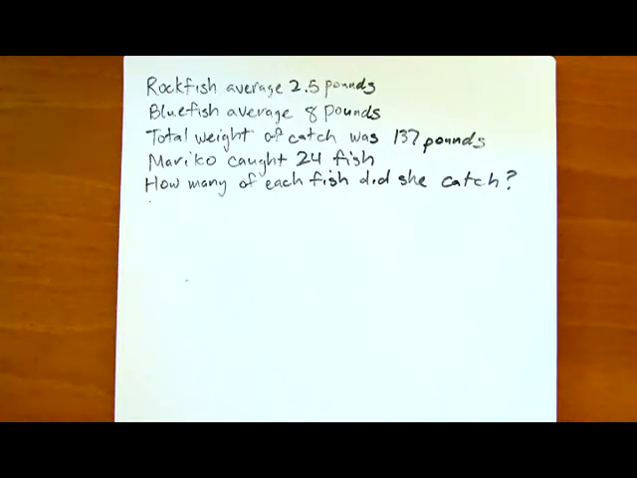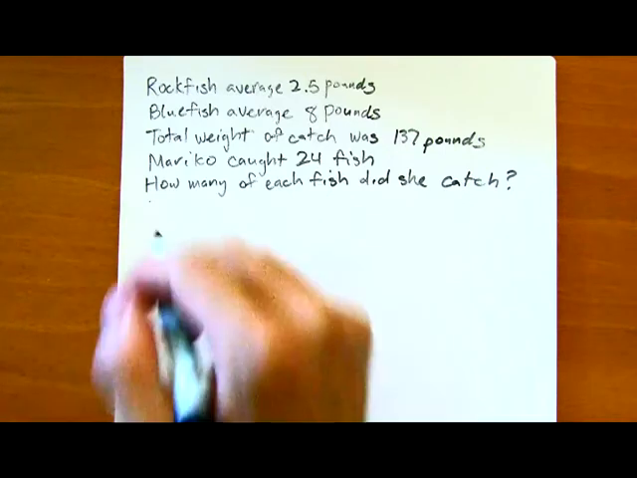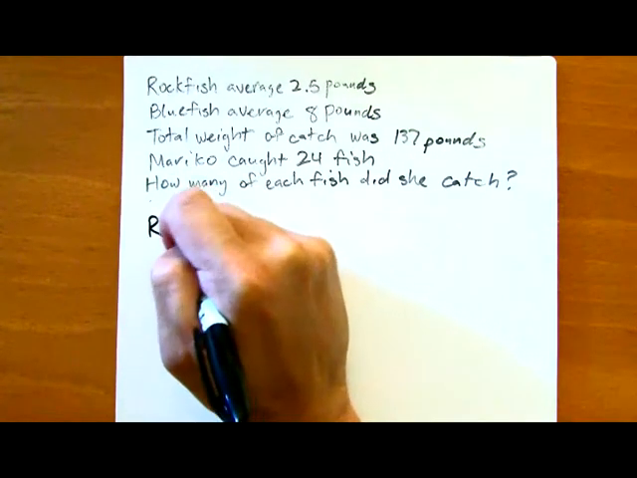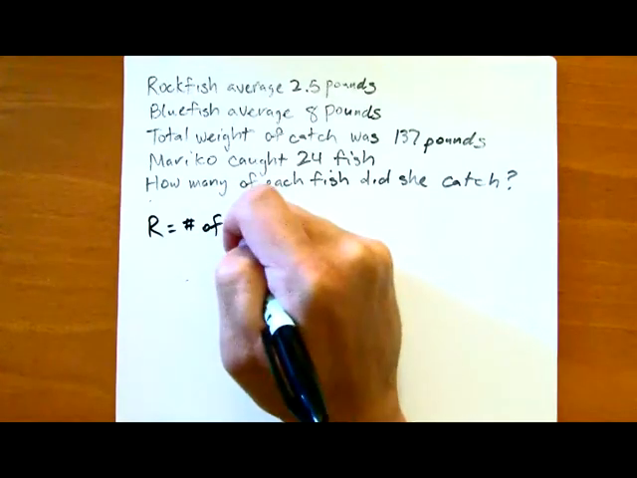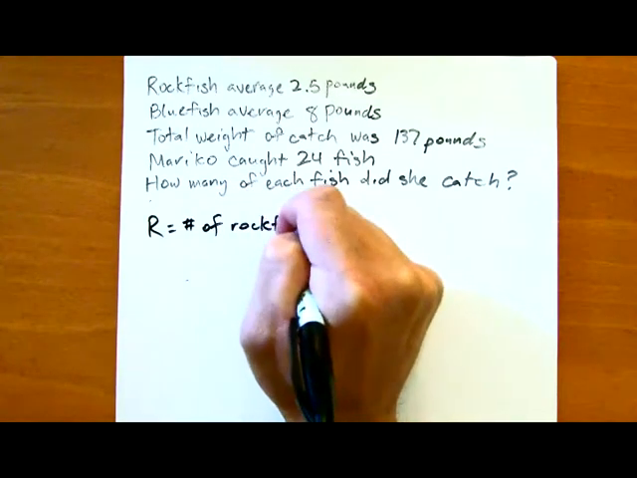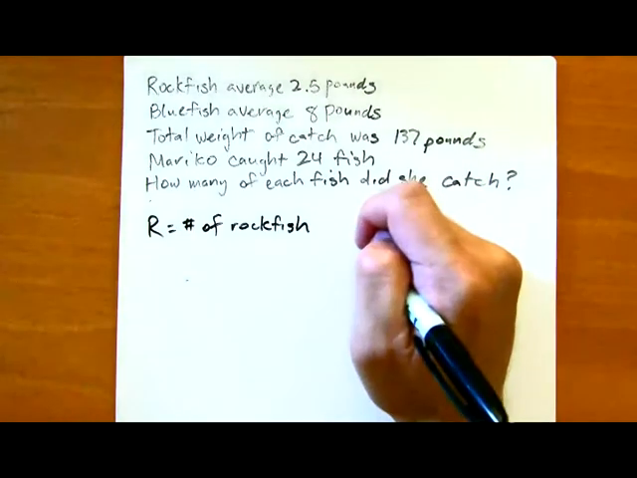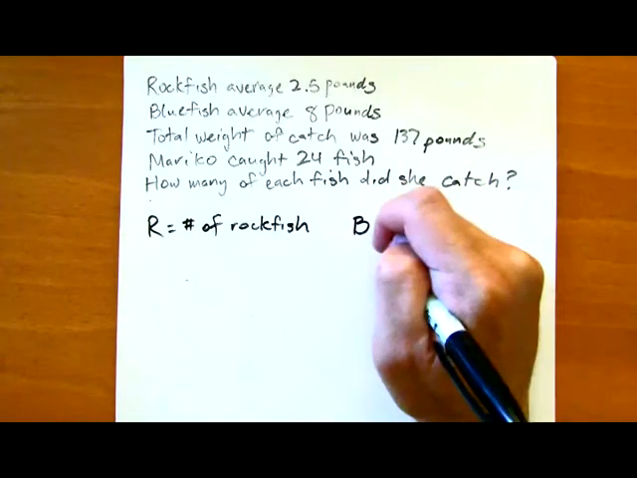Okay, so we need to set up some variables first. The 2 things that need variables are the rockfish. Okay, we'll use R. Number of rockfish. And therefore, the other variable will be bluefish. The number of bluefish. We'll use B.